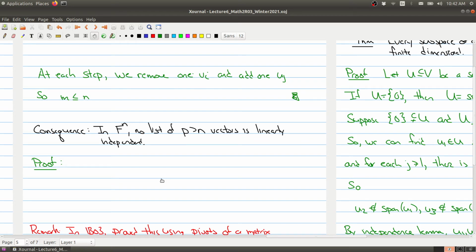Take a look at the textbook and hopefully my notes here will help you. Just kind of as a consequence here is you get a result that we proved in linear algebra in a special case, which is if you take the set of all n tuples Fn, no list of p greater than n vectors is linearly independent. So the idea is if you took 4 vectors in R3, then it has to be linearly dependent. Okay, and why is that?